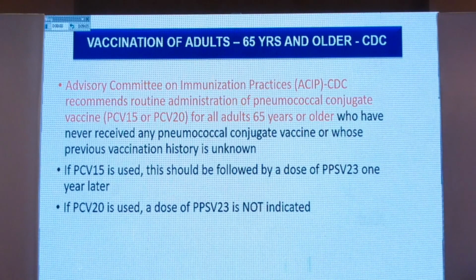All adults above 65 years of age who have never been vaccinated should receive a single dose of PCV20 or PCV15. For those who have received PCV15, the vaccination should be followed after 1 year by PSV23 in order to complete the vaccination series. Whereas if somebody has received a single dose of PCV20, then a further dose is not required.